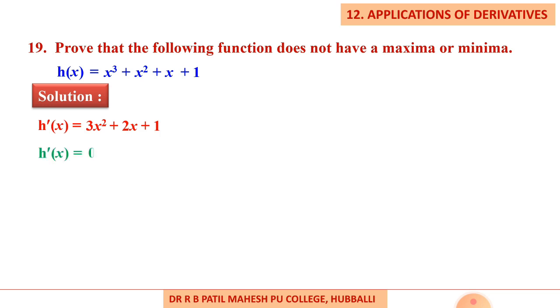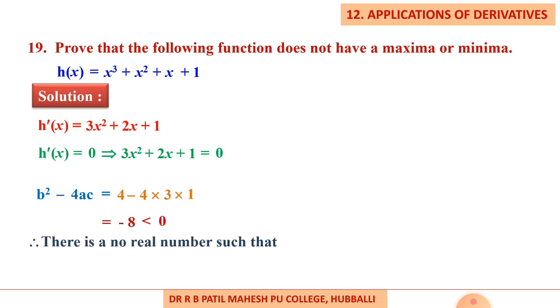That is h dash of x equal to 0. That is 3x square plus 2x plus 1 equal to 0. So this quadratic equation we can solve by using the direct method or by using the formula method. Now here b square minus 4ac is 4 minus 4 into 3 into 1, that is minus 8. So we will get the root of a negative term.